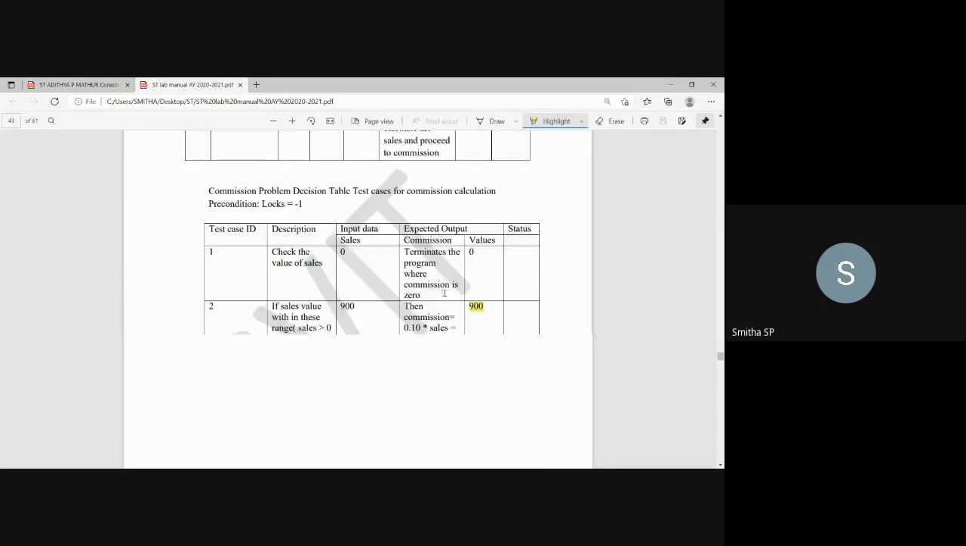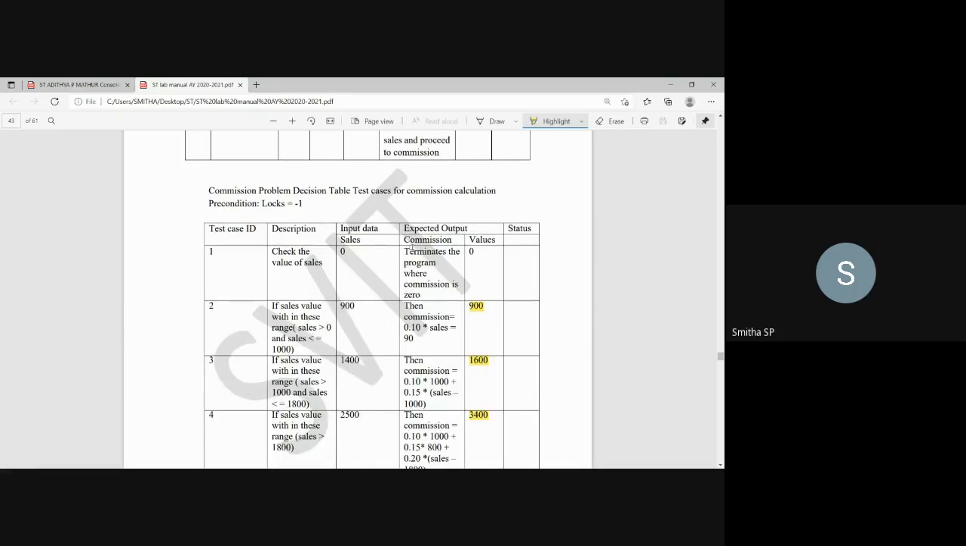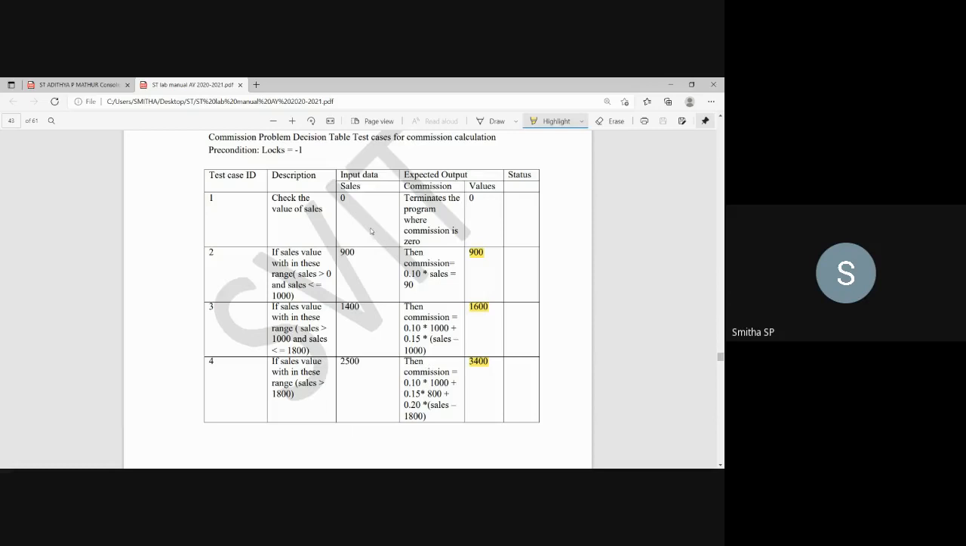Next, the second test cases. Here you are writing with respect to the next, that is the second decision table. By looking into the commission problem decision table, you have to derive the test cases for this commission calculation. So now go through this decision table and you can make the entries over there. You know what the sales range should be, and for that sales range what commission should be given. According to that you write these test cases.